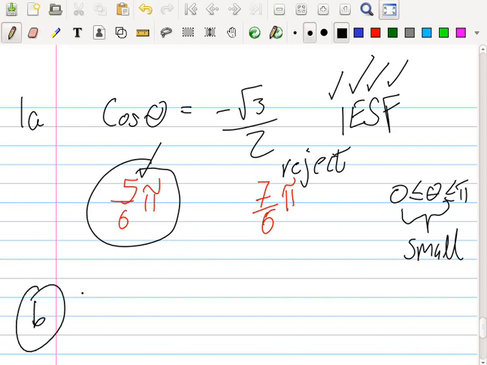Did you get 5 over 6 pi? Minus root 3 over 2. Is your calculator in radians mode? Do you have a calculator, Amjad? And is it in radian mode? Are you sure? 2.6. Now it is, huh?